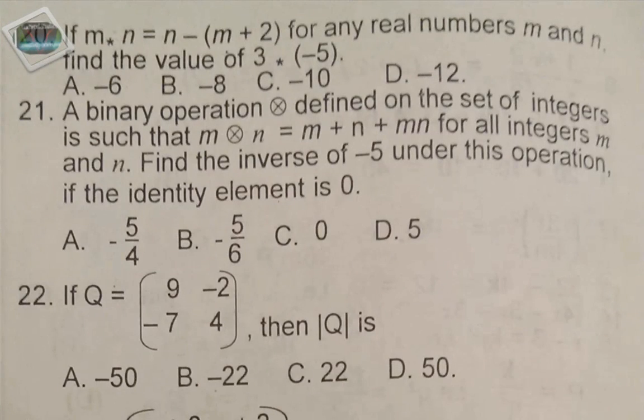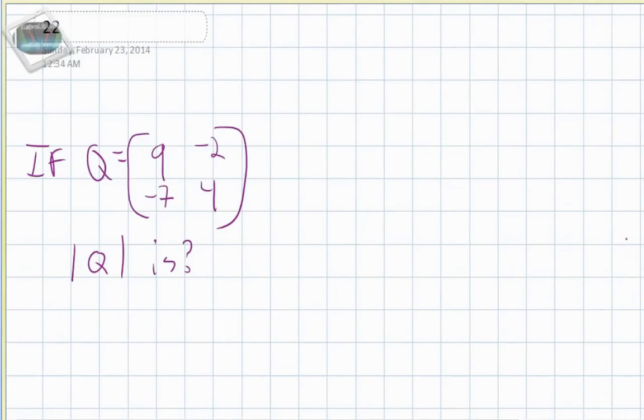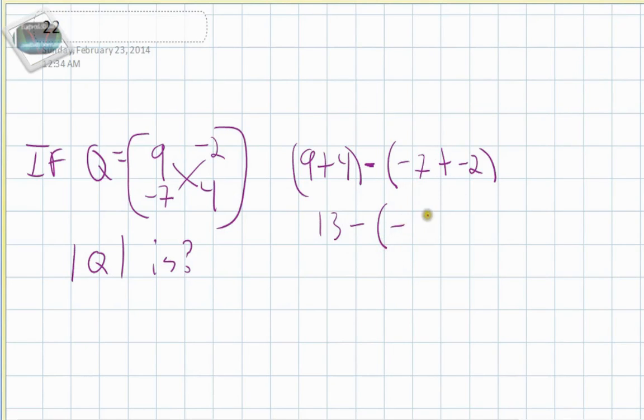So here we have question 22. And then it wants us to find the absolute value of Q. Okay, so when you see this format like this, you're basically just going to cross multiply, sort of, but not really. You're not multiplying actually at all. Sorry to confuse you. You go diagonal, and so you do 9 plus 4 parentheses minus, okay, the quantity negative 7 plus negative 2. Okay, so let's simplify. We're going to get 13 minus negative 9. And then we're going to add these, and we're going to get positive 22. Because I did an intermediate step here. I did 13 plus 9, right? And then we get positive 22. And the absolute value of positive 22 is just 22. So that's your answer.